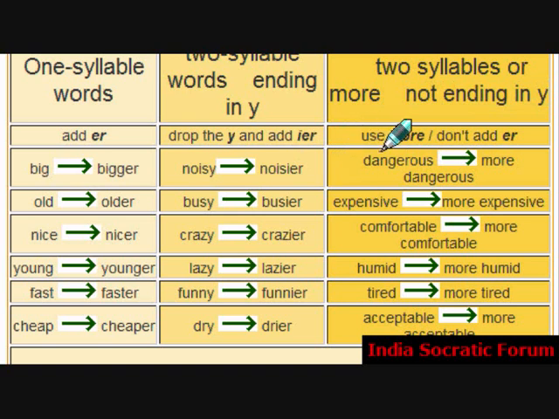The third type is two syllables or more, not ending in Y. In that case, we have to use more. Do not add ER, or don't change it to IE or something like that. Let's see some examples. Dangerous, more dangerous. Expensive, more expensive. Comfortable, more comfortable. Humid, two syllables, right? More humid. Tired, you hear two syllables. More tired. Acceptable, three or four syllables, right? You say more acceptable.